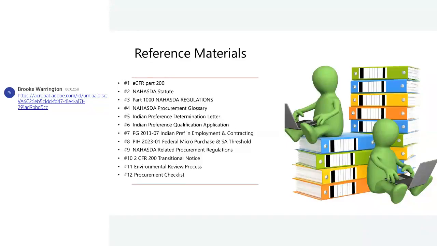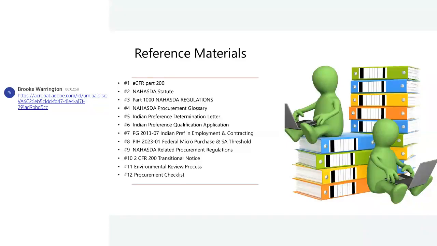NAHASDA statute, NAHASDA regulations, if you don't make a copy, at least familiarize yourself with those documents. That procurement glossary might be helpful to you if you haven't been doing this a long time. And these other documents, check to see if your organization has them. Do you have an Indian preference determination letter? Do you have a qualification application? As you see in the next couple of days, you'll find out why you have to have that.